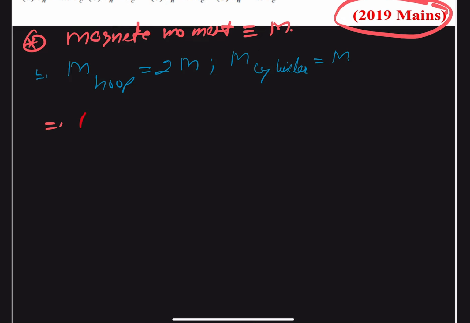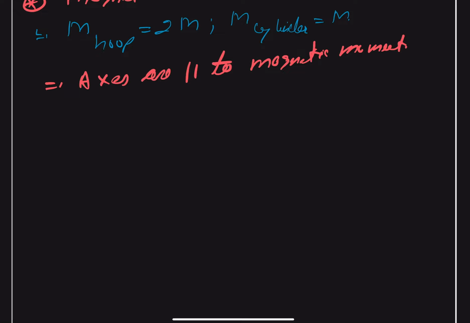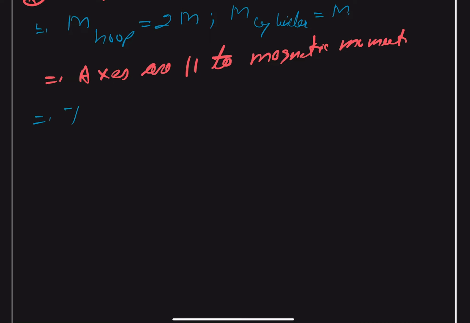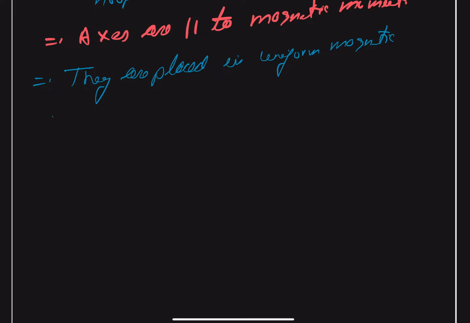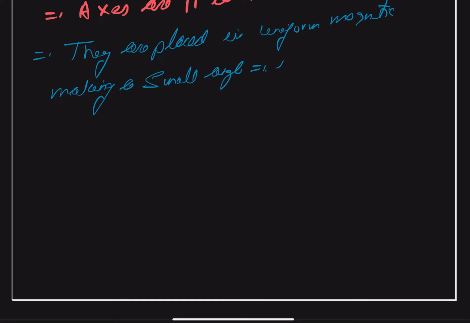So it mentioned that axes are parallel to magnetic moment, and it says that they are placed in a uniform magnetic field making a small angle, and because of this they undergo angular oscillations.